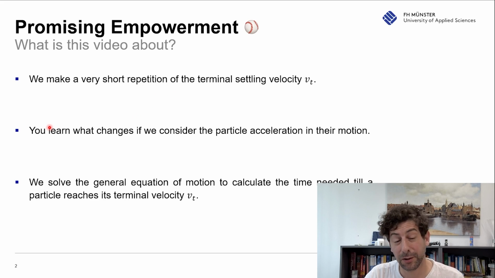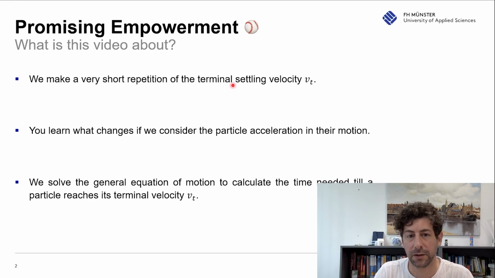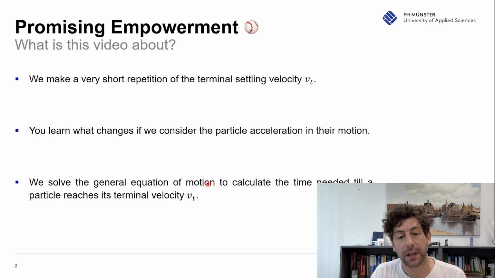And then you learn what changes if we consider the particle acceleration in their motion, because this is something we neglected so far. Terminal settling velocity means there is no acceleration, and now you learn what happens if we look at the acceleration. And finally, we will also solve the general equation of motion. So we will set up the general equation of motion, and we will solve it to calculate the time needed till a particle reaches a terminal velocity.